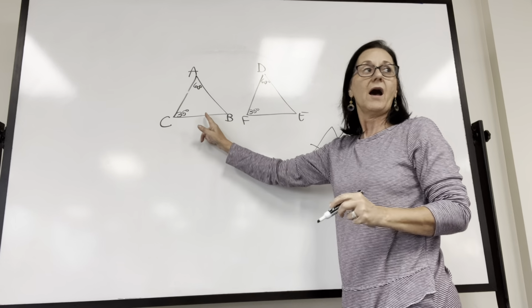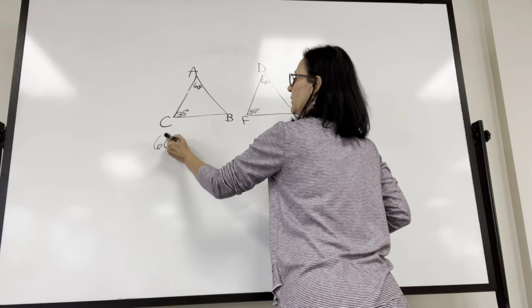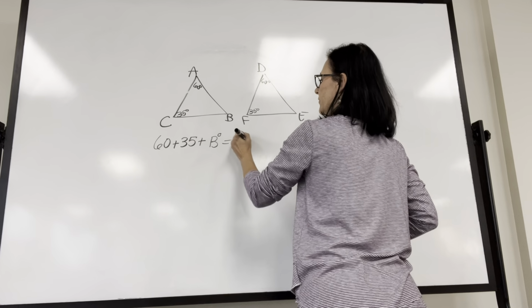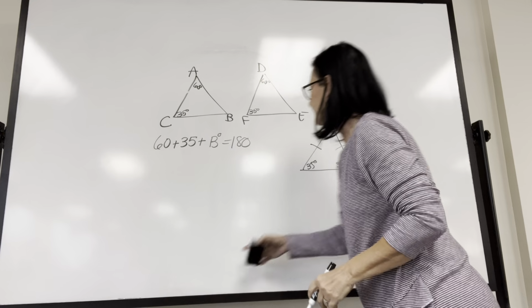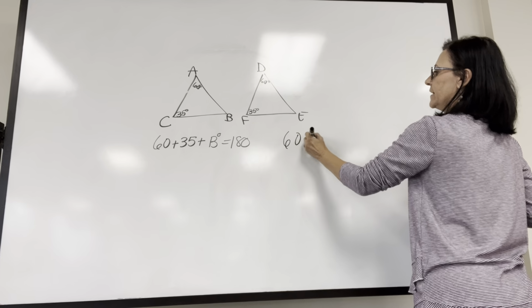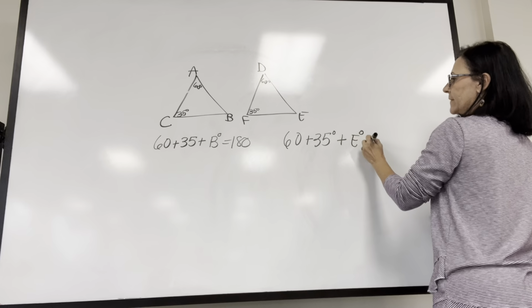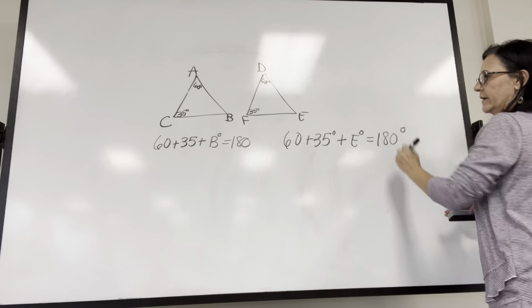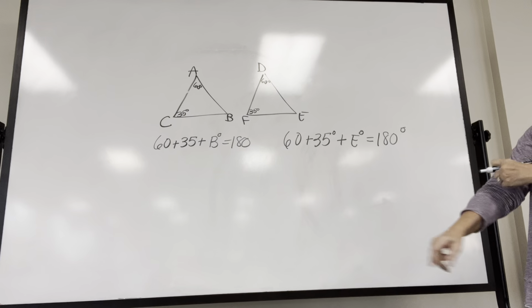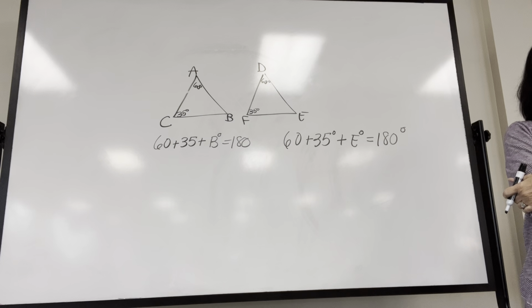Well, what does the sum of the angles in a triangle have to be? Okay, so 60 plus 35 plus B has to equal 180, right? And the same in this one: 60 degrees plus 35 degrees plus angle E has to equal 180 degrees. Yes? B and E would both be 85 degrees. Okay, we're getting there. We're walking through the proof to prove it.